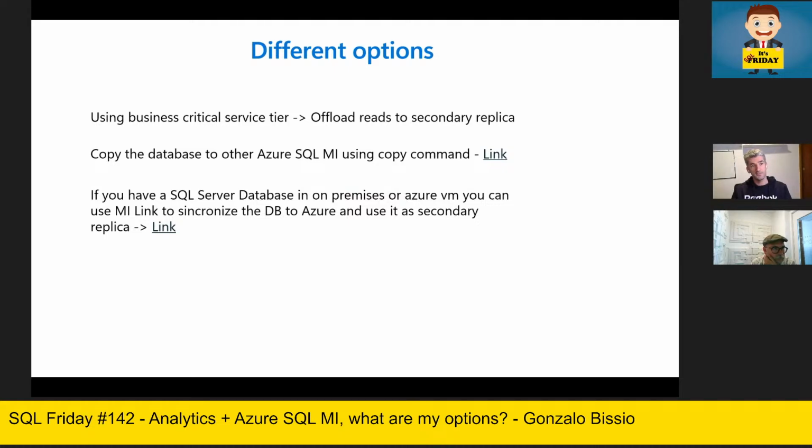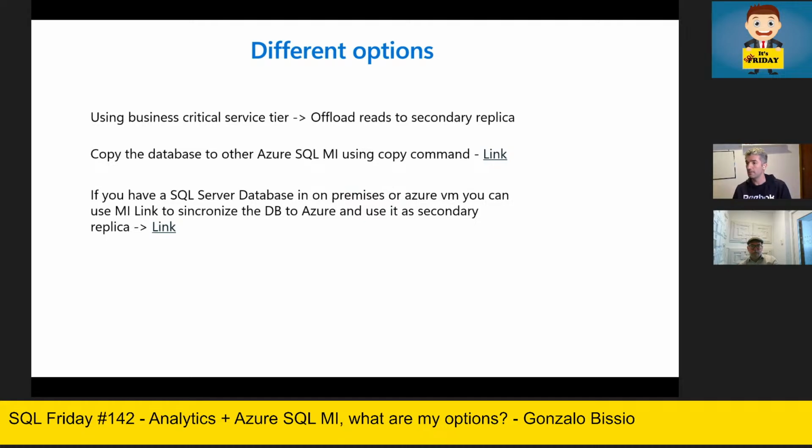Business critical service tier, we already talked about that. I will do a very quick demo on how to accomplish that. Copy the database to another Azure SQL MI using the copy command. Well, basically, let's say that you have a QA instance, or for example, a report in Azure SQL MI. You don't want to pay for business critical, but you need a second Azure SQL MI because you are seeing that the reads are hitting your transactional system.